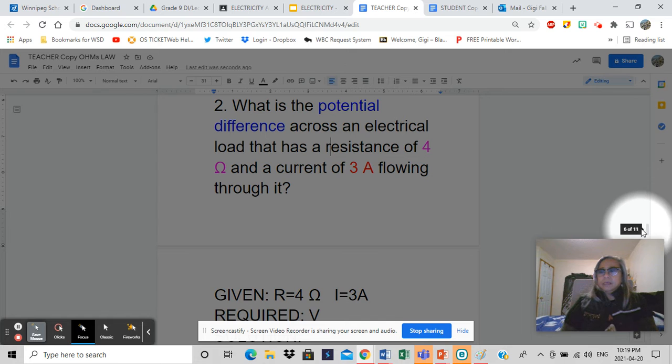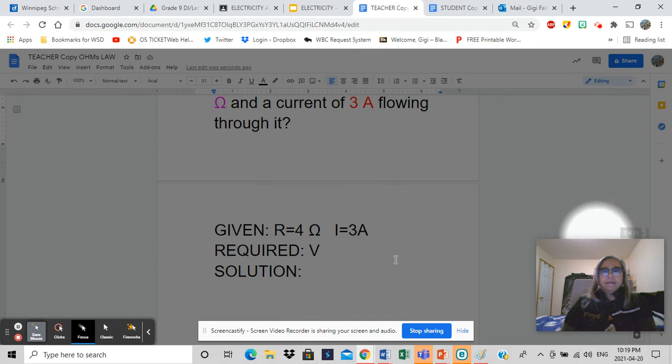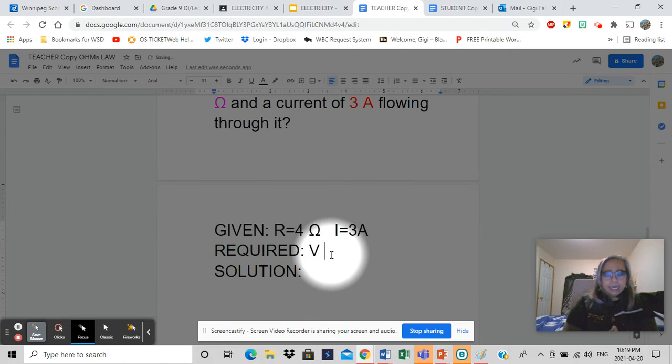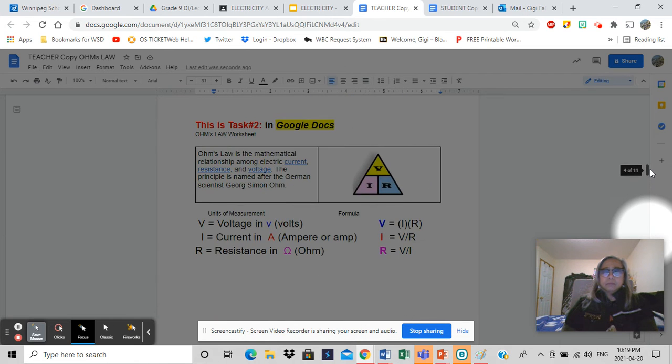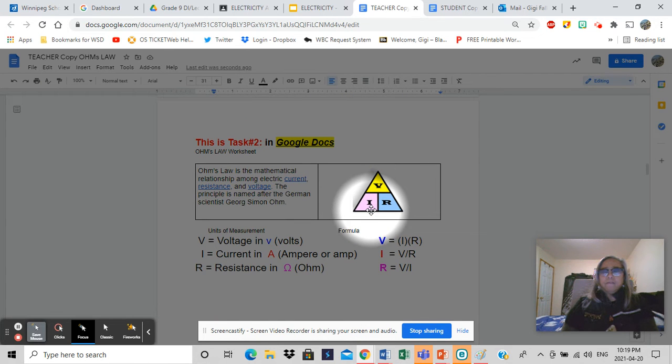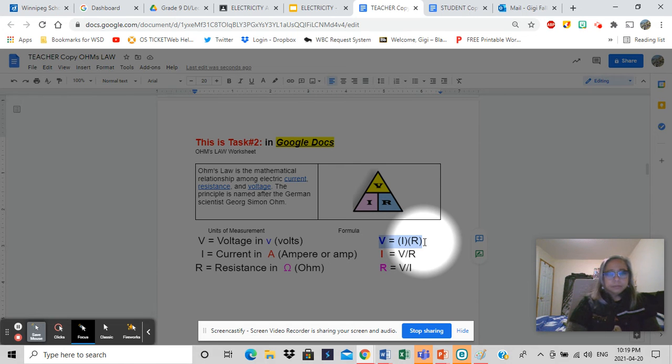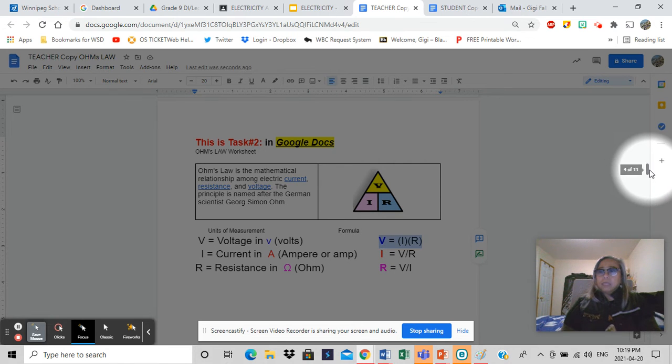So scroll down, and of course your V, voltage, is in volts. How do you solve the problem again? You need to have the correct formula. Scroll up, cover V, and you're left with I side by side multiplied by R. So, or let me just copy this. And again, scroll down.